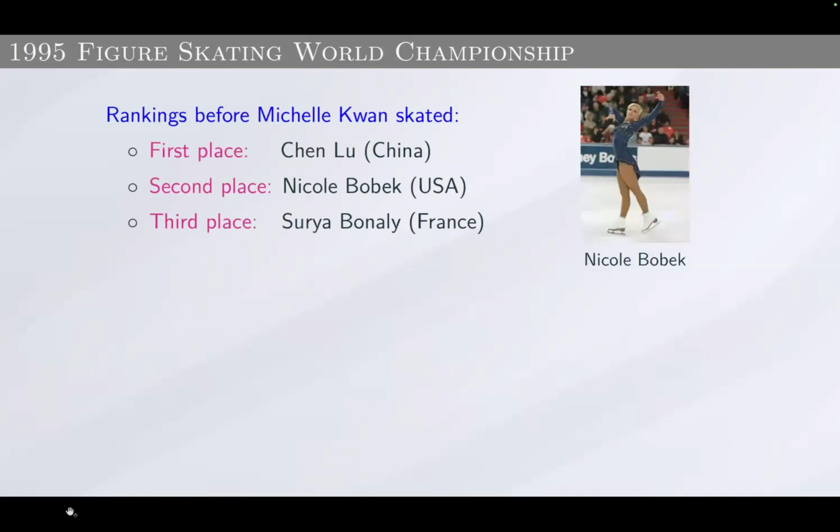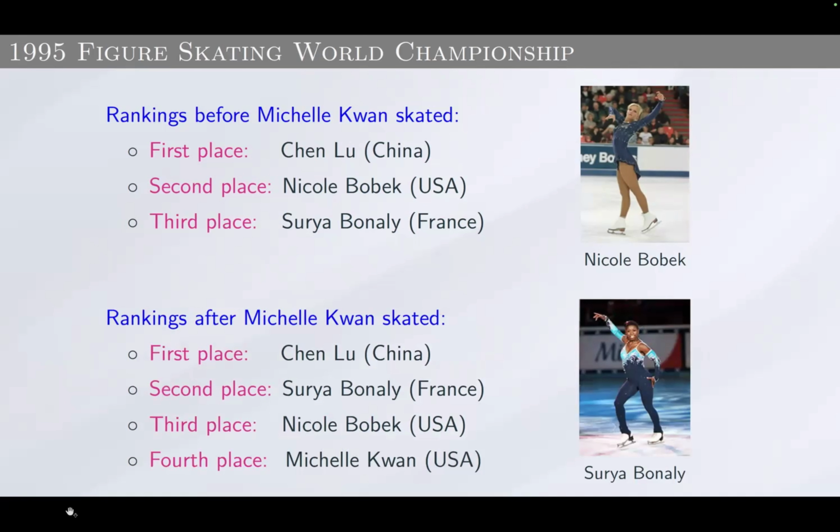So I want to give you a fun example. It's also a classic example that everybody cites in all the books on voting theory, and that is the 1995 figure skating world championship. All right. So back then, to score the performers, they used a version of the Borda count, the point assigning method. Michelle Kwan was the teenage rising U.S. skating star, and before she skated, this was the ranking of who was in first, second, and third place. Then Michelle Kwan skated, and this is what happened.